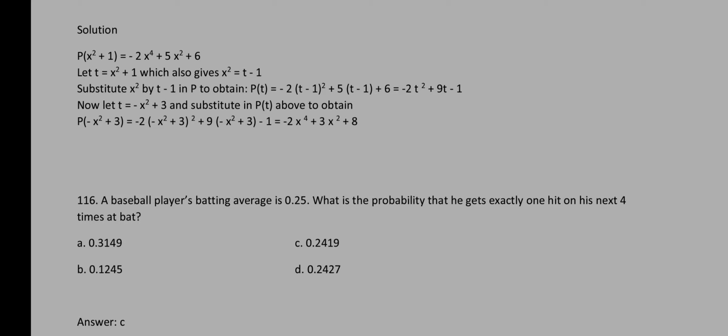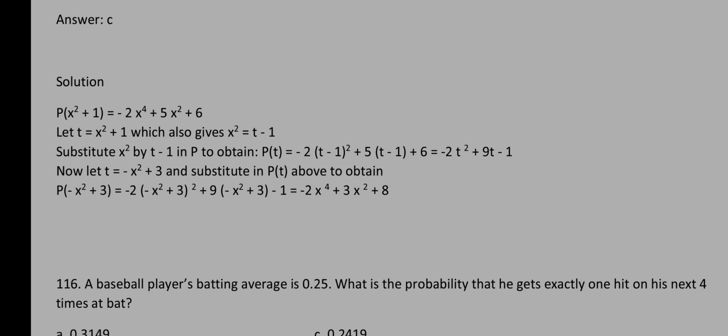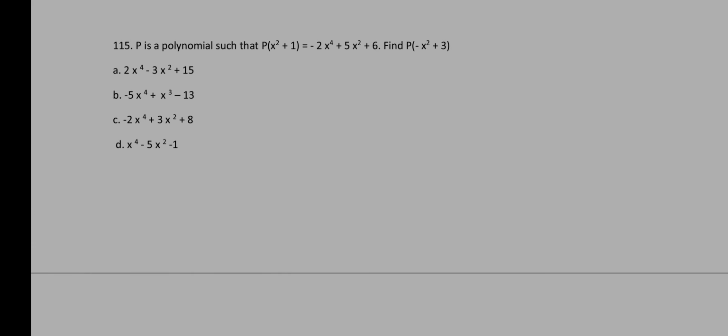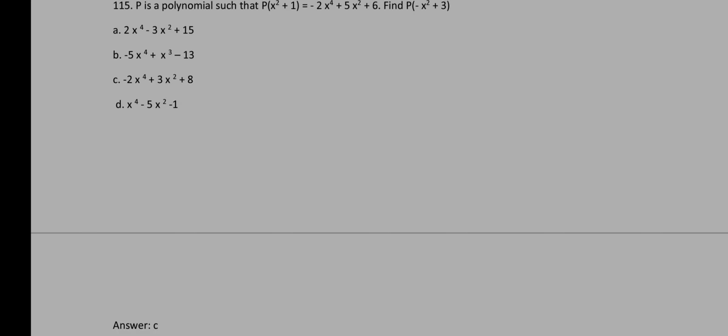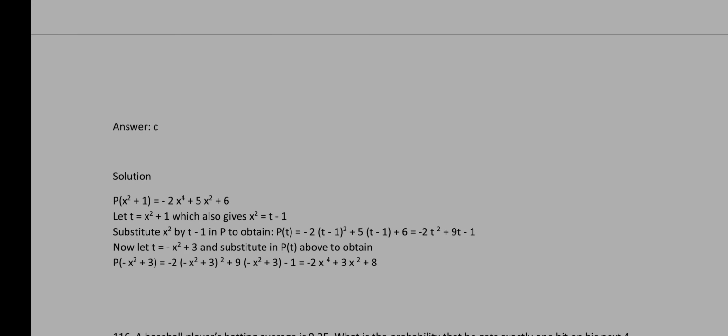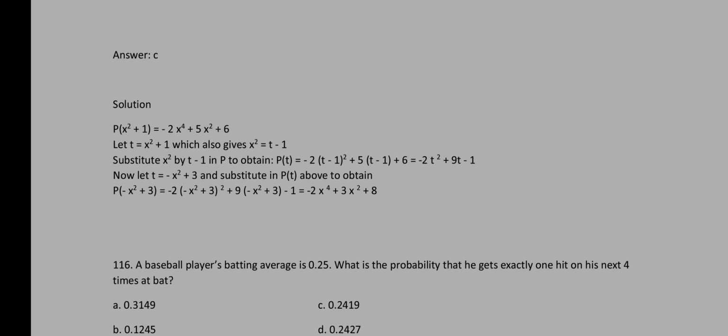Now let t is equals to negative x squared plus 3 and substitute in P of t above to obtain P of (negative x squared plus 3) is equals to negative 2 times (negative x squared plus 3) squared plus 9 times (negative x squared plus 3) minus 1 is equals to negative 2x raised to 4 plus 3x squared plus 8. So, napakahaba, medyo magulo. Sagot daw dyan ay letter C. Kung hindi kayang isolve. Okay, ayan yung tanong at mismong sagot. Ito ang solution. Okay, next.